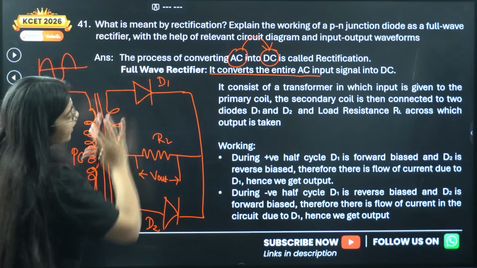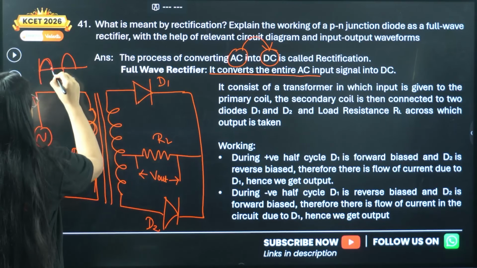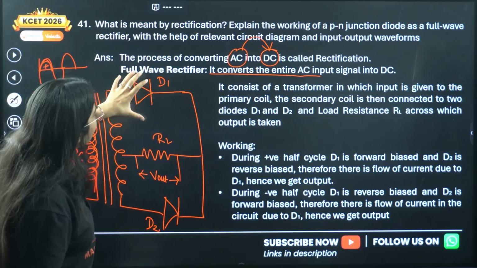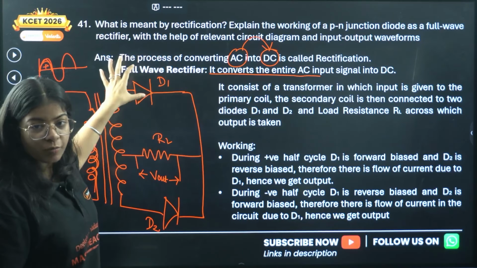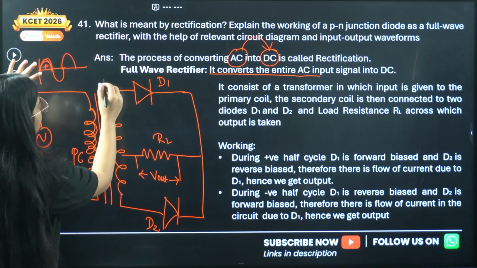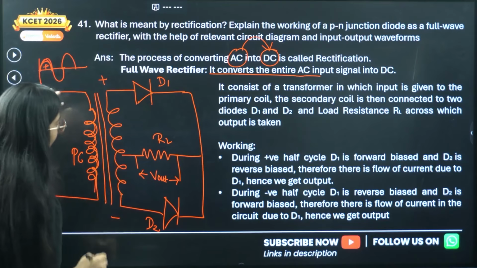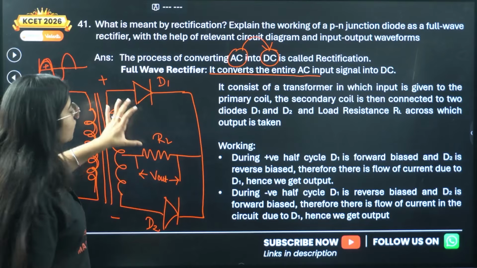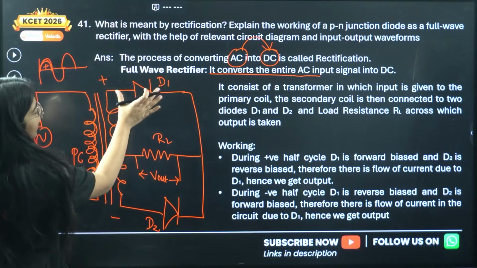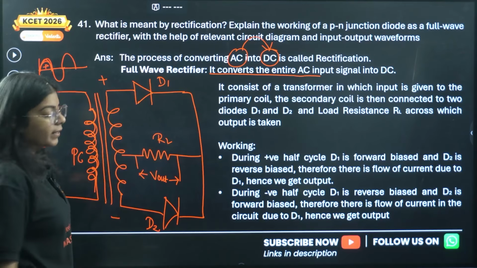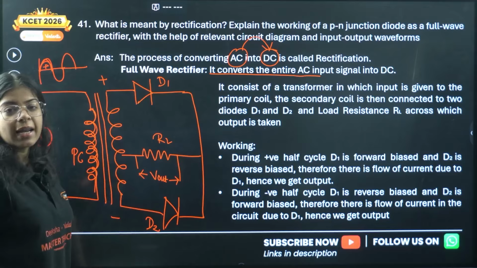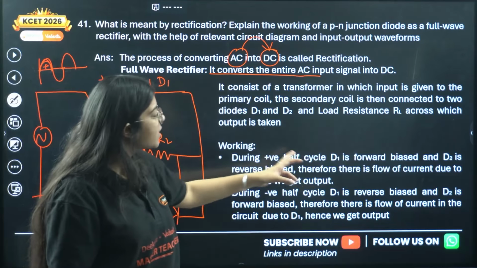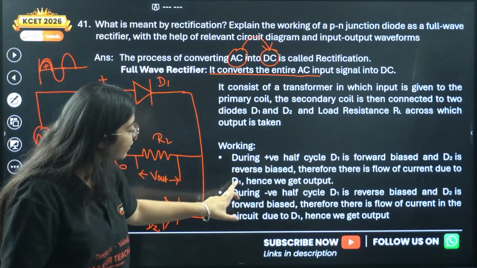During the positive half cycle, D1 will be forward biased. Correct? So if this is positive, then this will be negative. This will be forward biased, this will be reverse biased. So in this case, current will flow through D1, there will be some voltage across RL, and we will get the output. D1 is forward bias and D2 is reverse bias, therefore there is a flow of current due to D1, hence we get an output.